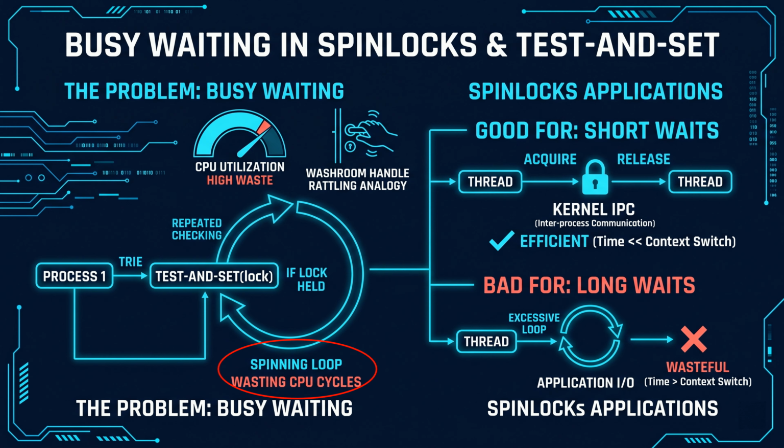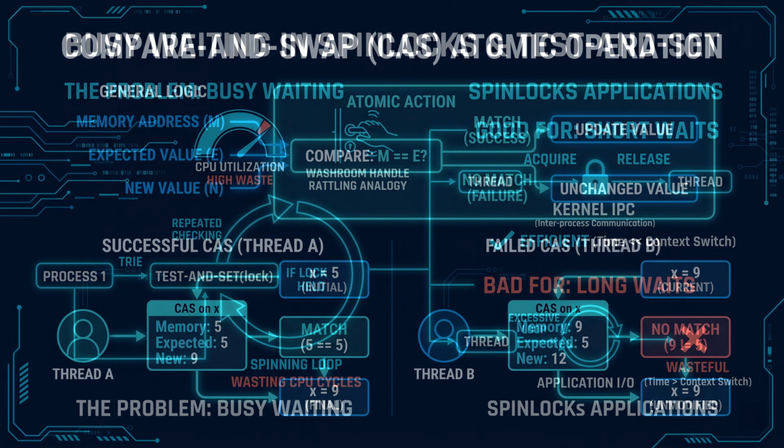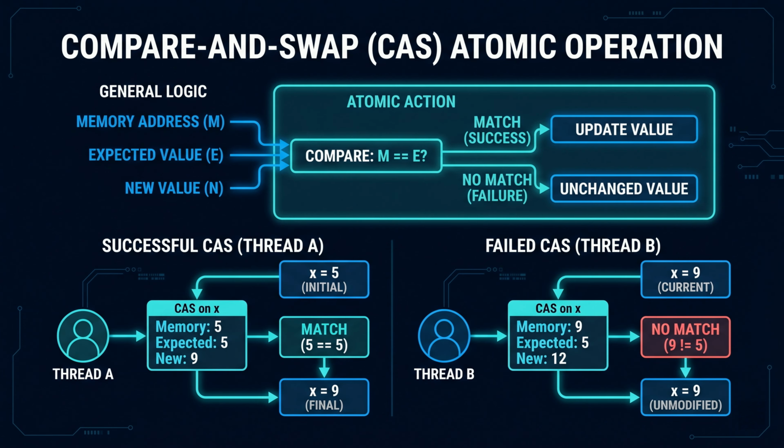This is why test and set is commonly used in spin locks, where threads spin in a loop until the lock becomes free. Spin locks can be useful when the waiting time is extremely short, especially inside kernels, but wasteful when waits are long. Another very important atomic operation is compare and swap, often written as CAS. This instruction is more flexible and widely used in modern systems.